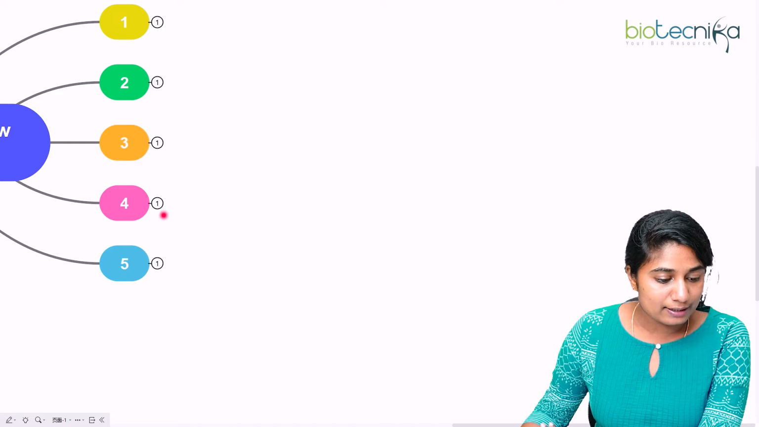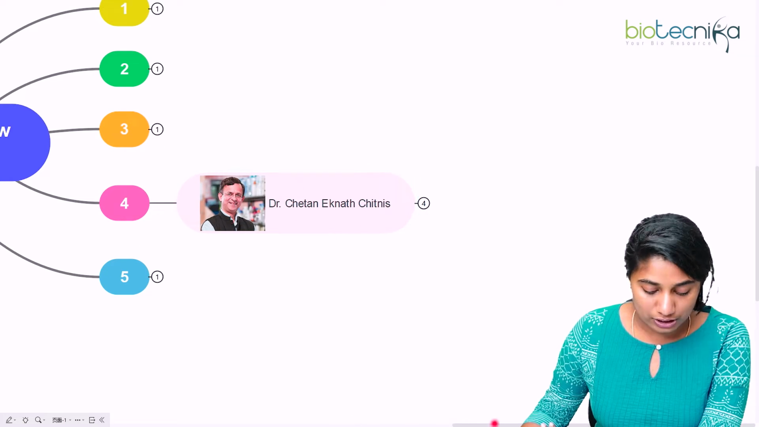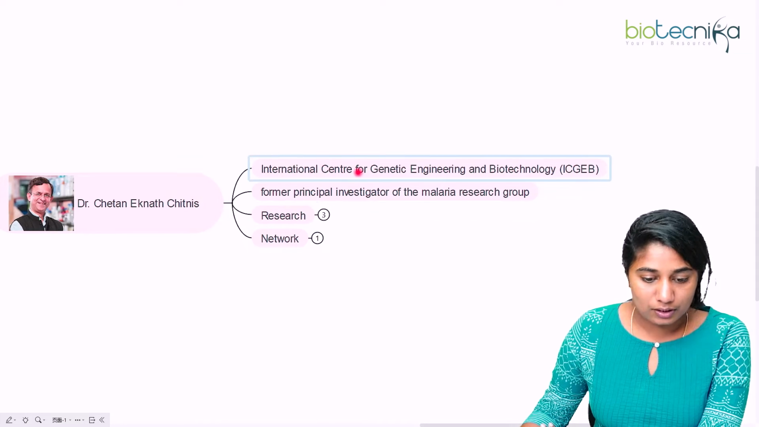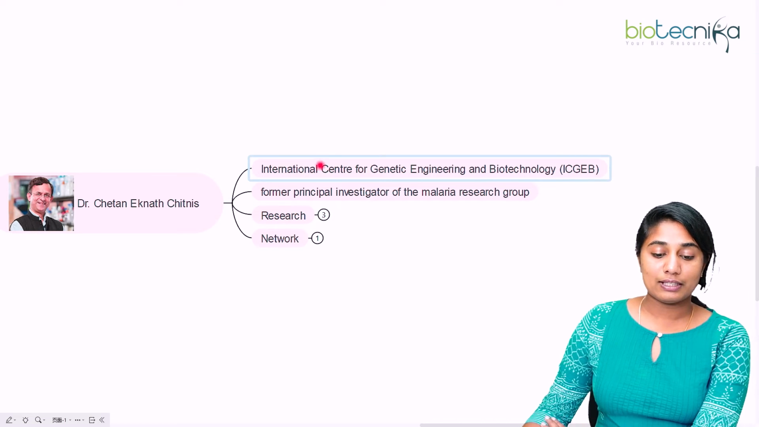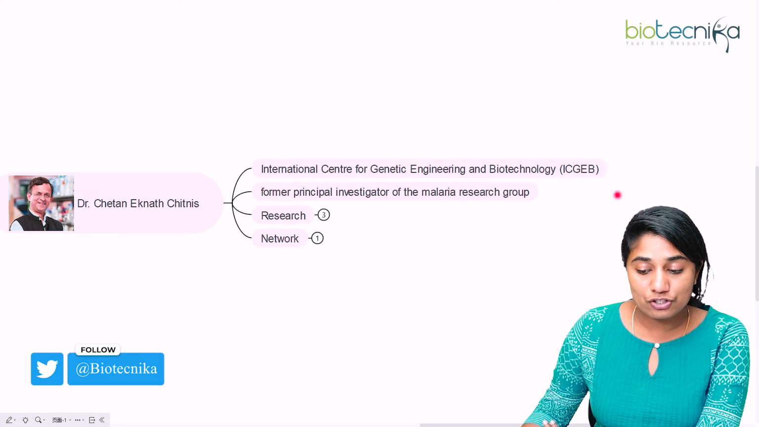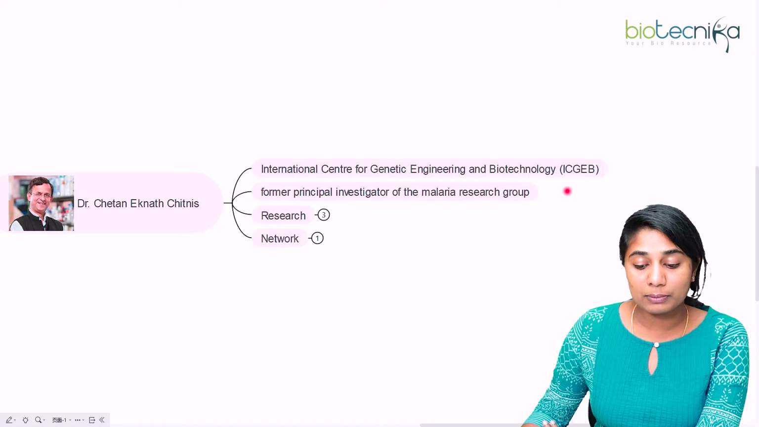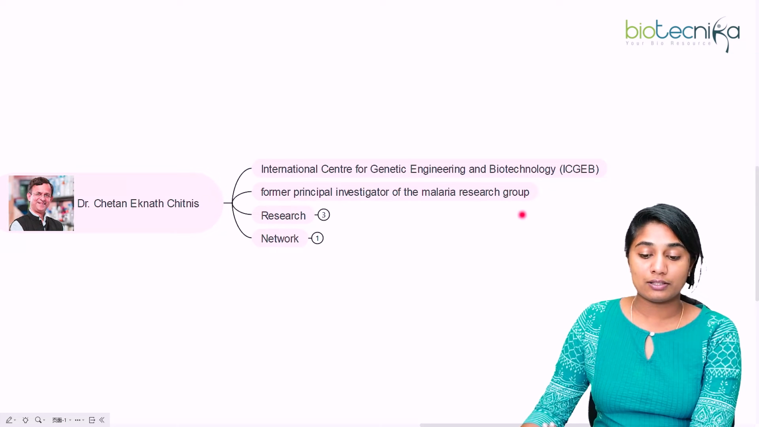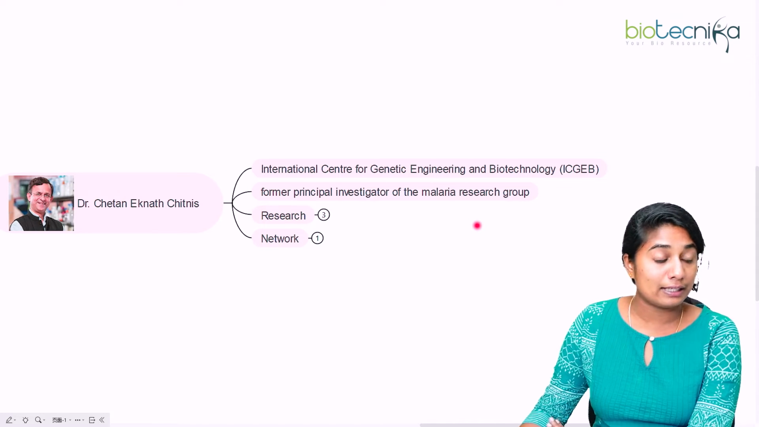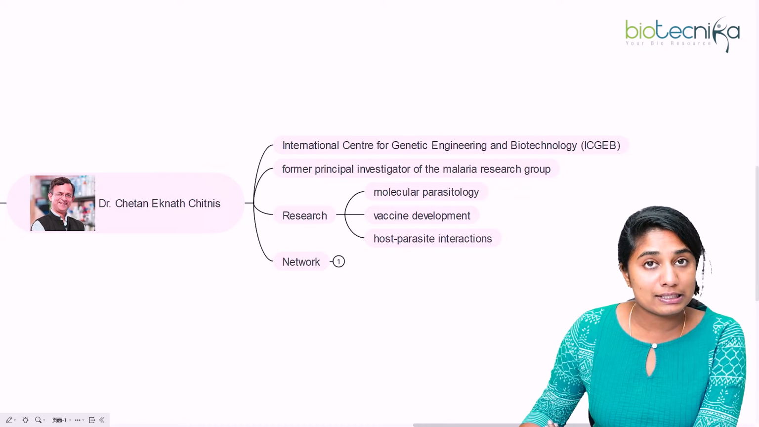The fourth scientist that I have for all of you is Dr. Chetan Eknath Chitnis, right? So he was a professor in the International Center for Genetic Engineering and Biotechnology, that is ICGEB, and he was a former principal investigator of the malaria research group in this particular institute. So he is a pioneer in the field of malaria in India, right? So his research work also mainly focused on this particular disease only.